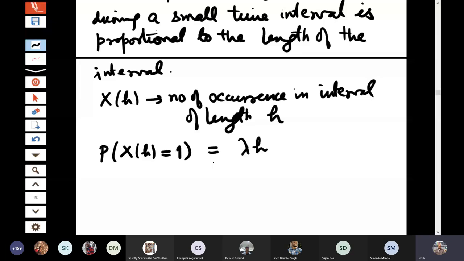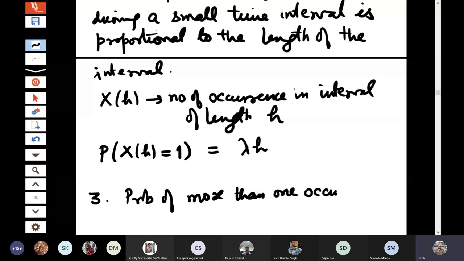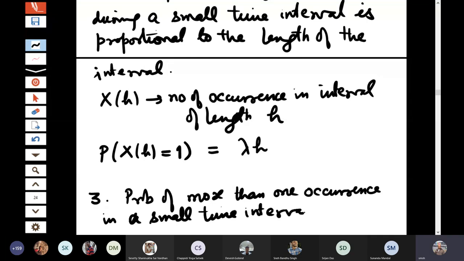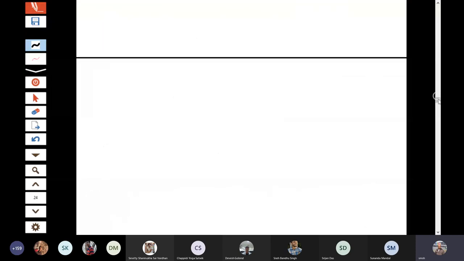And then the third assumption is that the probability of more than one occurrence in a small time interval is negligible. So this is the third assumption.